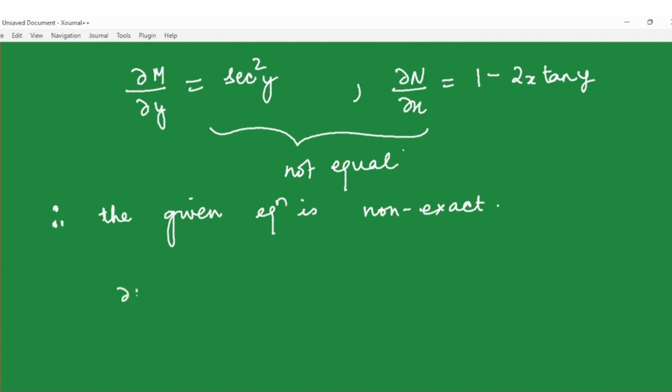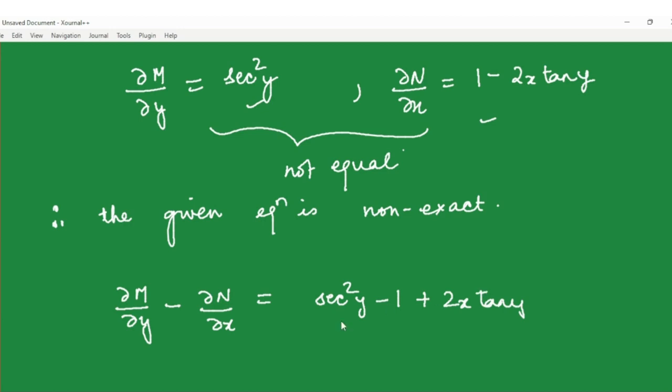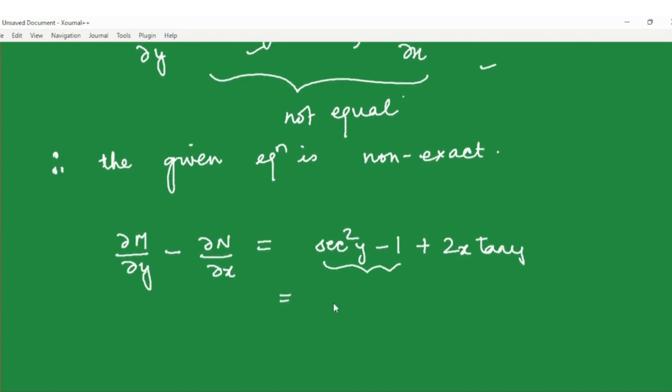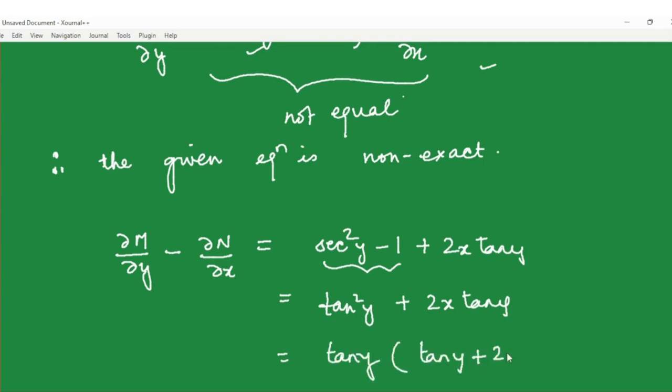For that we need to check the difference, del M by del y minus del N by del x. Let's see what is the difference between these two. It's going to be sec square y minus 1 plus 2x tan y. When I subtract, I take the difference between these two partial derivatives, and we know that sec square y minus 1 is tan square y, so it's tan square y plus 2x tan y, which I can write as tan y common, so tan y times (tan y plus 2x).